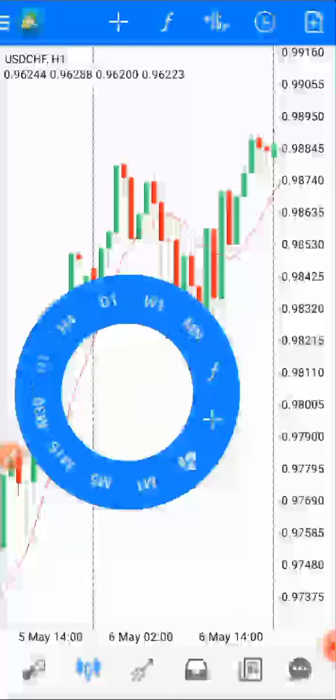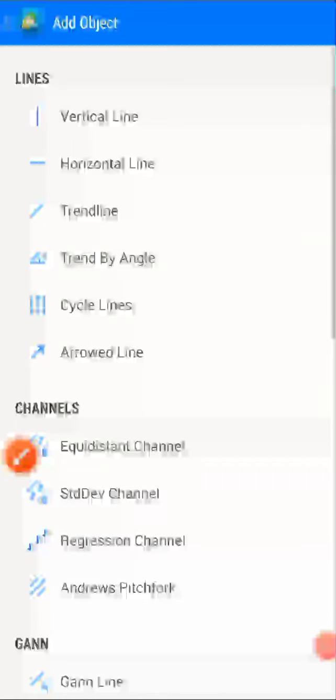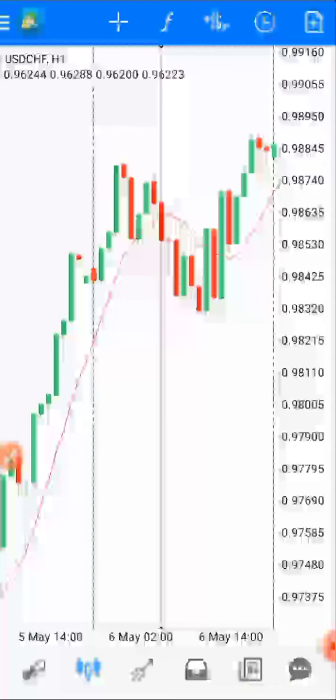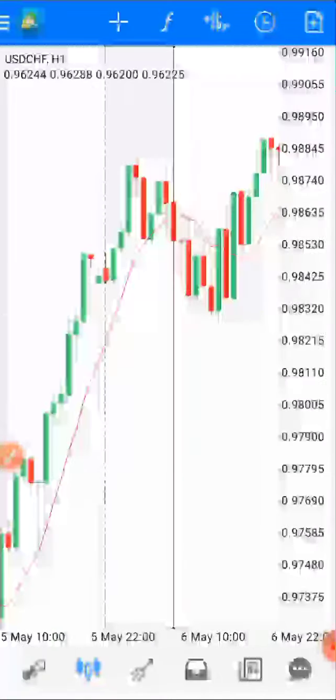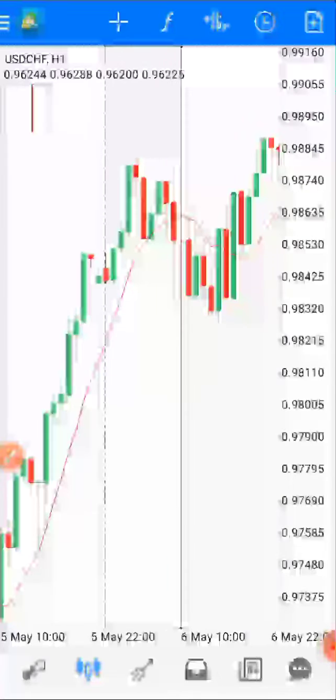Just touch the screen of your chart, just touch it, and it brings out this thing. Once it brings out this thing, you click on this. So that represents drawing tools. We click on it, you can see vertical line, horizontal line, trend by angle, cycle lines, arrow line. So you click on the one you want. Let's say, for instance, we want vertical line on our chart. So once you just get it to touch where you want it to be, you can adjust it. Once you hold it, you can adjust it to the left, to the right, anywhere you want. So that is for vertical line.